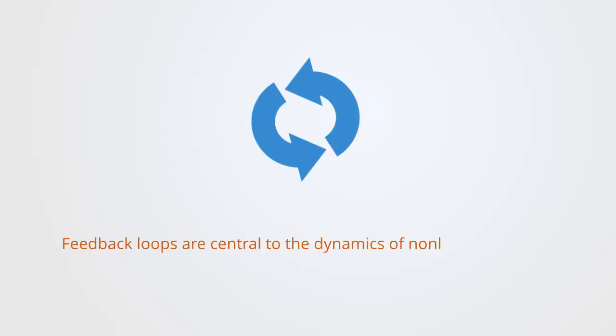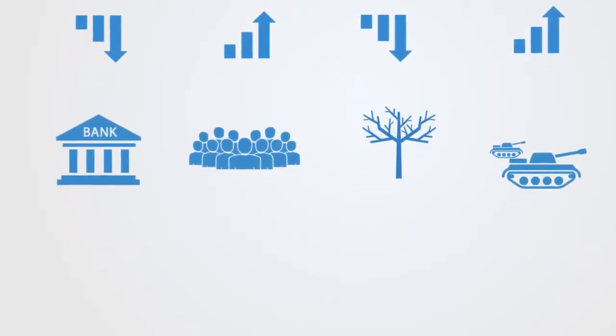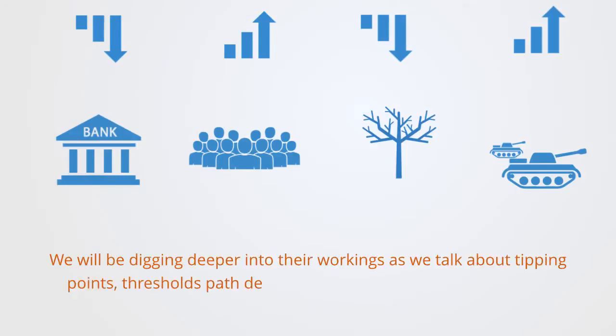Feedback loops are central to the dynamics of nonlinear systems of all kinds, from financial crisis to population growth to ecosystem collapse to the outbreak of conflict. They are the engines of self-organization. They are what drives the whole process as it develops over time. In this video, we'll be digging deeper into their basic workings as we talk about tipping points, thresholds, path dependency, and punctuated equilibrium.